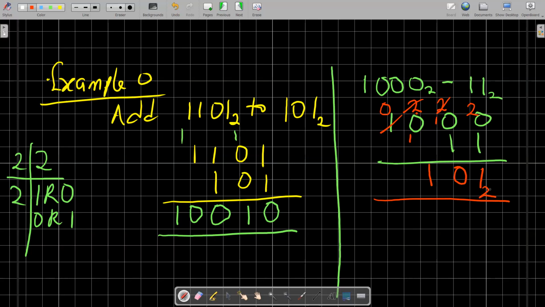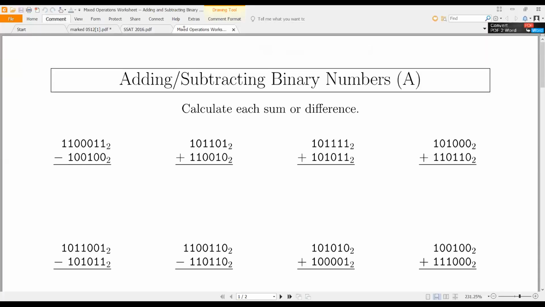I'll challenge you again. Let's say you have this question that says calculate each sum or difference. Let's go to the first one. So what is 1 plus 1? That is 2. No, sorry, 1 plus 0, that is 1. I'm going to write down 1 because it's not up to 2. And 1 and 0 are the only numbers that are allowed in the binary system.